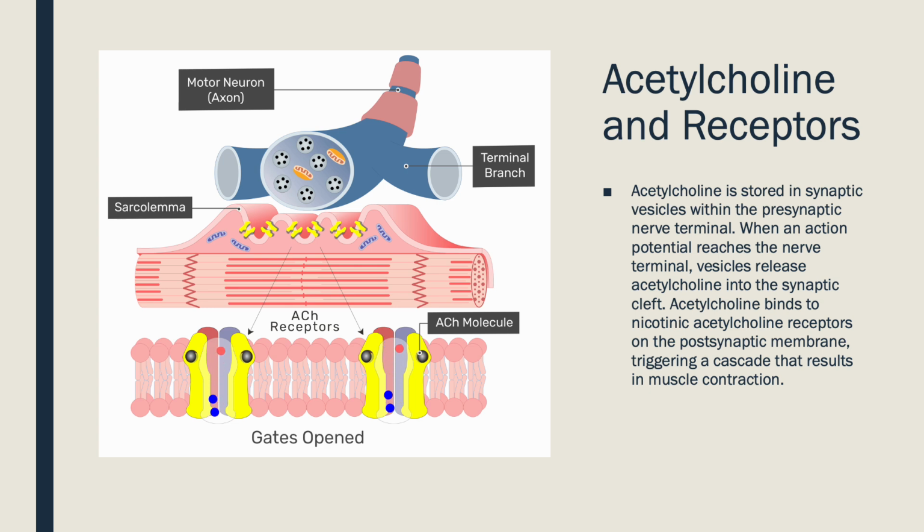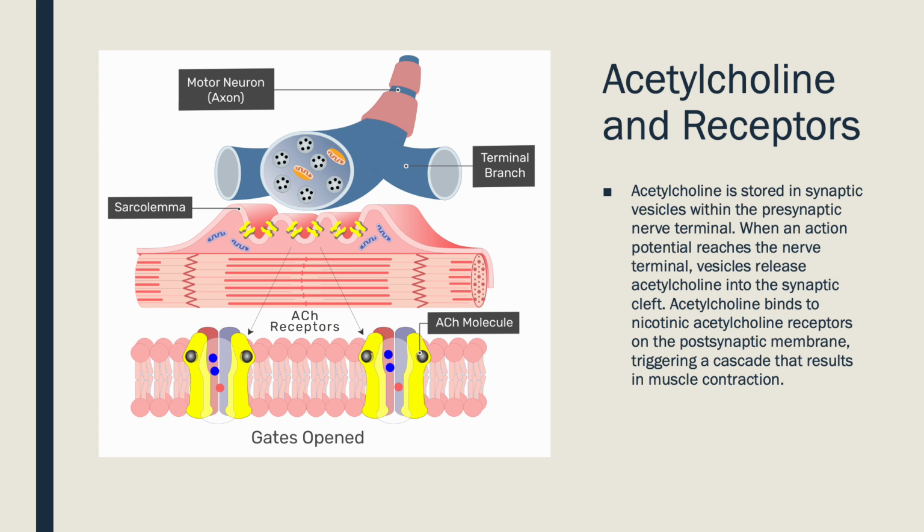Now, let's look at this image. Acetylcholine is the neurotransmitter released by our motor neurons at the neuromuscular junction as part of triggering muscle contractions. It's stored in our synaptic vesicles within the presynaptic nerve terminal, awaiting that action potential to arrive to stimulate its release. When it reaches the nerve terminal, our voltage-gated calcium channels open, and this allows calcium to enter in and prompt fusion of the synaptic vesicles with the presynaptic membrane.